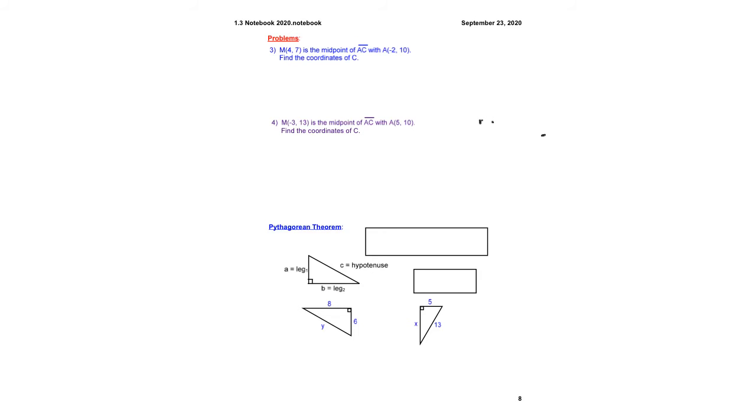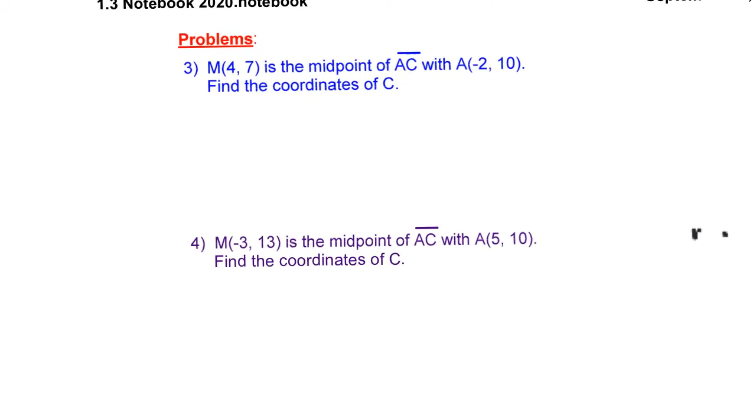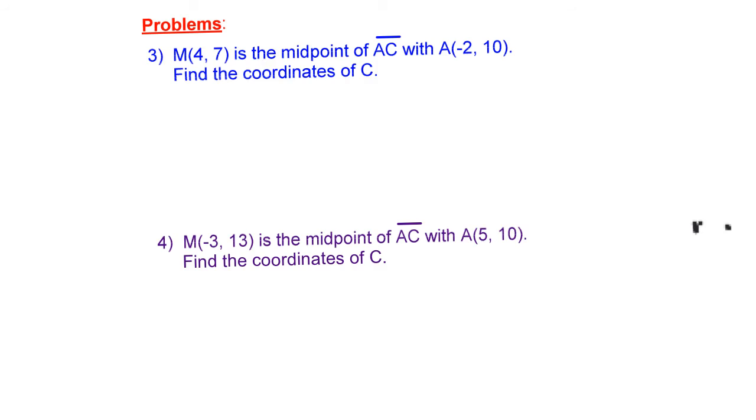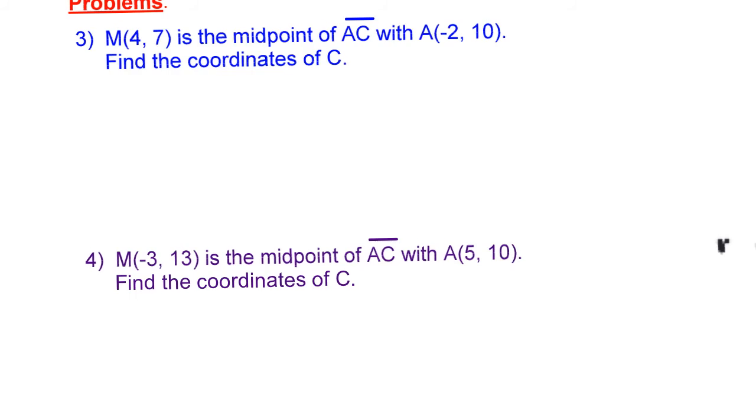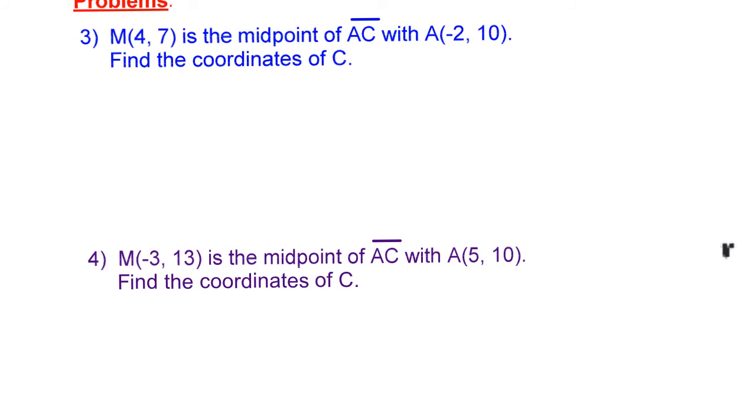Now, the next example is more challenging because in example number 3, we are telling you that M is the midpoint of segment AC with A coordinate negative 2 comma 10, and the question is find the coordinates of point C. So in this case, it's a little bit different. Let's sketch this.